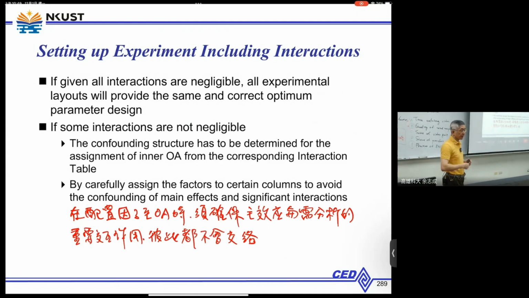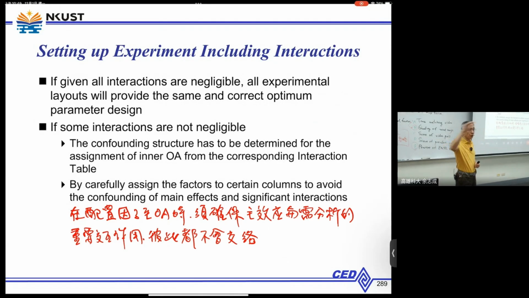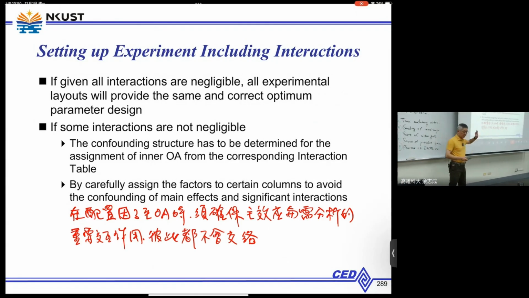So remember, in the midterm, I ask you which columns you want to put in your orthogonal array, because it will be very important if interaction is one of the considered effects.